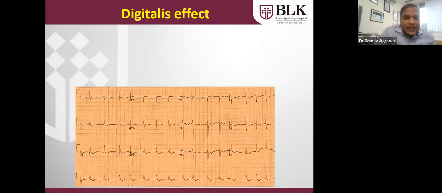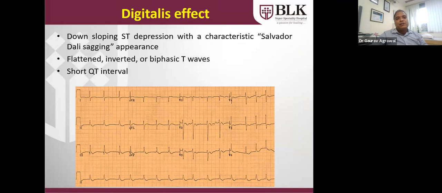What is the digitalis effect? Digitalis effect is when we are giving digoxin. The digoxin should show signs in the ECG. It is known as the effect. And digitalis toxicity, when there is excess of digitalis, that will cause some changes in the ECG. But both have different patterns.